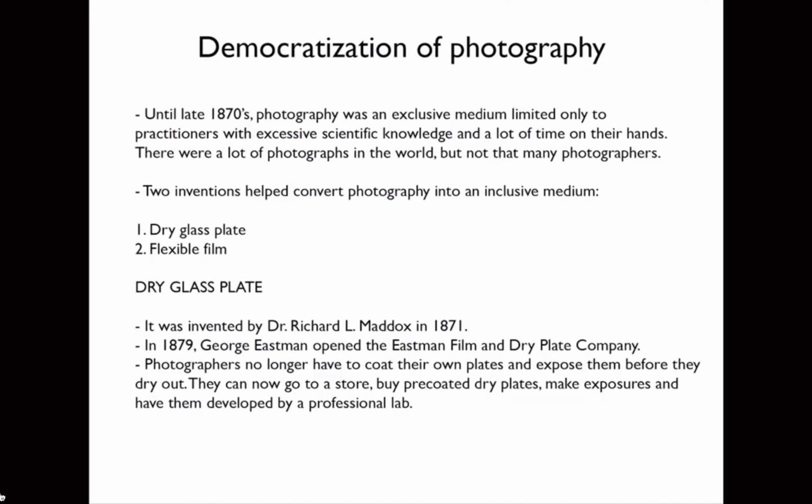If you remember the wet plate collodion process, photographers were required to first clean the plate, then pour collodion over, wait until it's sticky a little bit, then dip it into the solution of silver salt, put it into a camera, expose it, then develop it before it dries out. Now with a dry plate, all of the process before exposure was eliminated. What photographers can do now is go to a store, ask for 20 dry plates, take images, and then have them developed. So people who didn't have this excessive scientific knowledge were able to do photography.